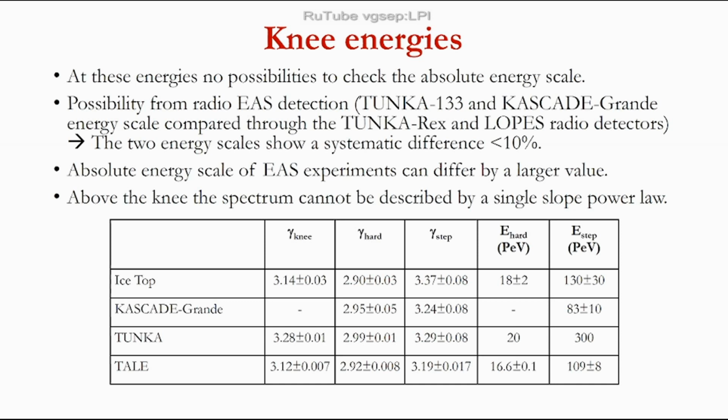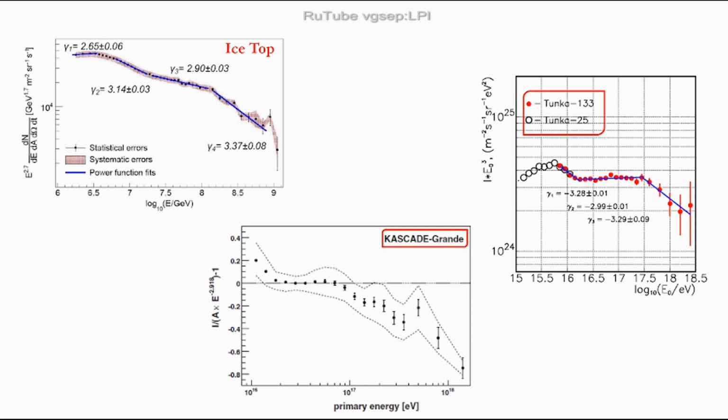What we know about the all-particle spectrum above the knee is that this spectrum cannot be described by a single slope power law. In this table, I summarize the results obtained by different experiments about the slope of the spectrum above the knee, above the hardening, and above the second knee, or the steepening that we observe at 100 PeV, and the energy scale at which these features are observed. In this slide, I show three of these experimental results, clearly showing all of them cannot be described by a single slope power law.